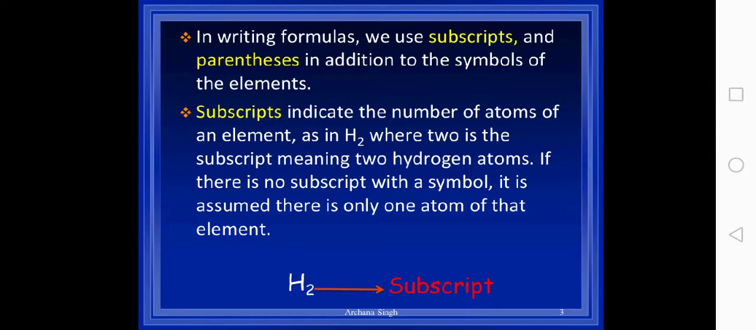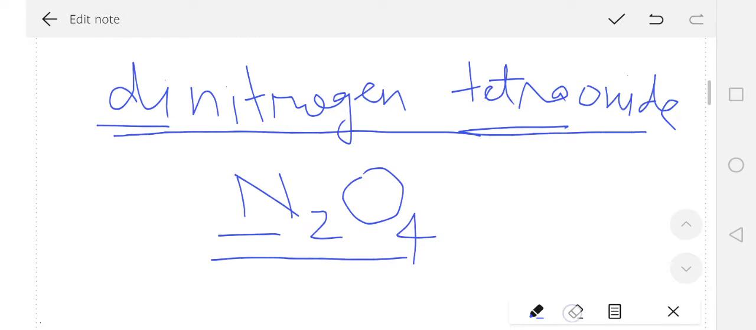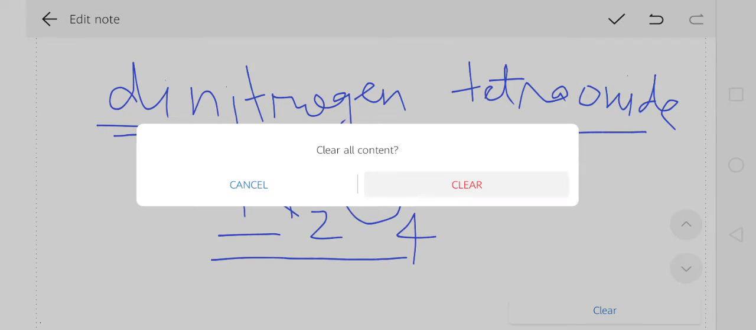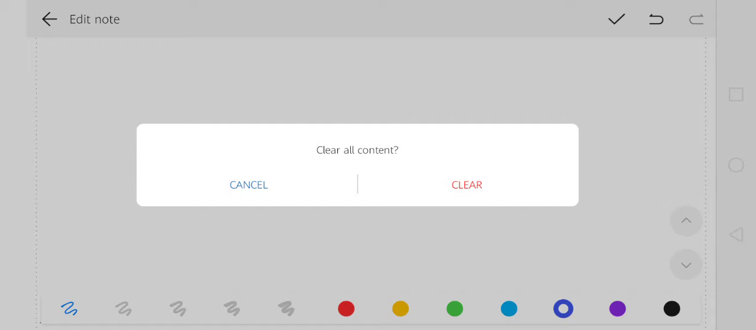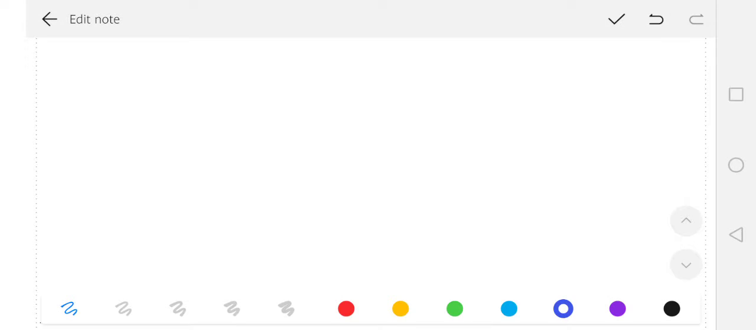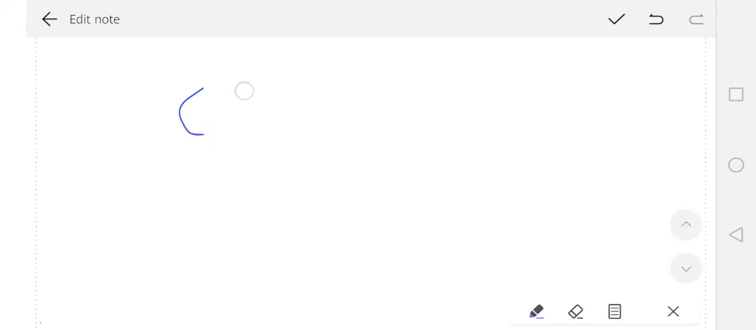means two hydrogen atoms. If there is no subscript with this symbol, it is assumed that there is only one atom. For example, in the case of carbon monoxide, we simply write CO. So that means there is one oxygen. There is no need to write one.